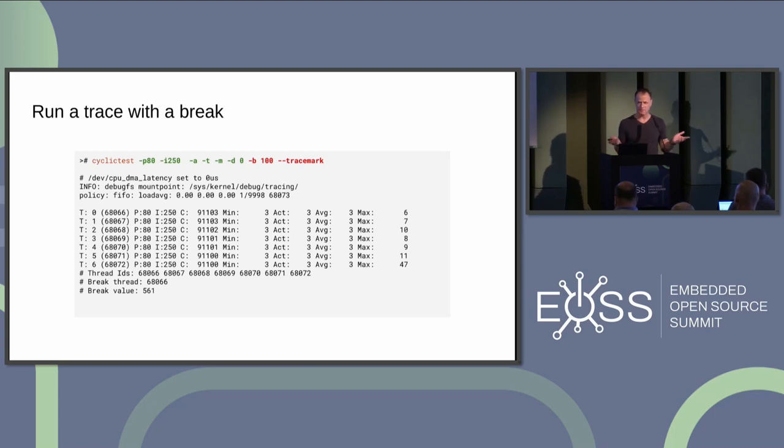So for this test, to describe this, I'm not actually debugging something. I just want to show you what happens if I run cyclic test on the normal vanilla Linux kernel and break it at 100 microseconds. If it wakes up and it's longer than 100 microseconds before it actually runs, break. This is actually normal on a normal Linux kernel.